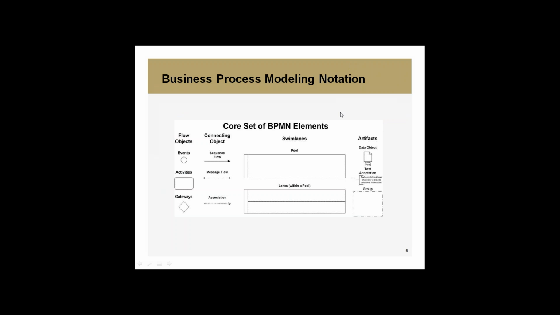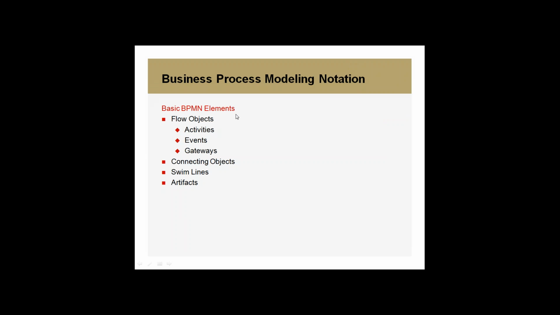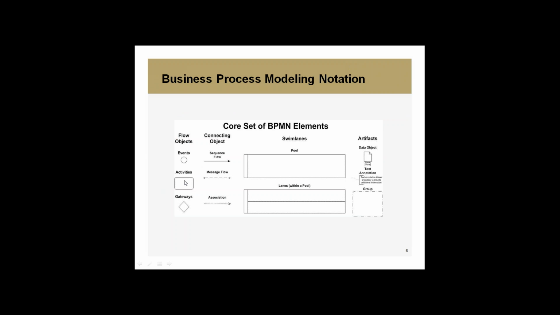If you go to this slide, here you can see what are flow objects. Flow objects, as I said in the above slide, are activities, events, gateways. All the activities we follow in the form of rectangular symbols. These rectangular symbols are called activities. These circular symbols are called events. And this diamond symbol, or decision symbol, is called gateways. These are flow objects: activities, events, gateways.